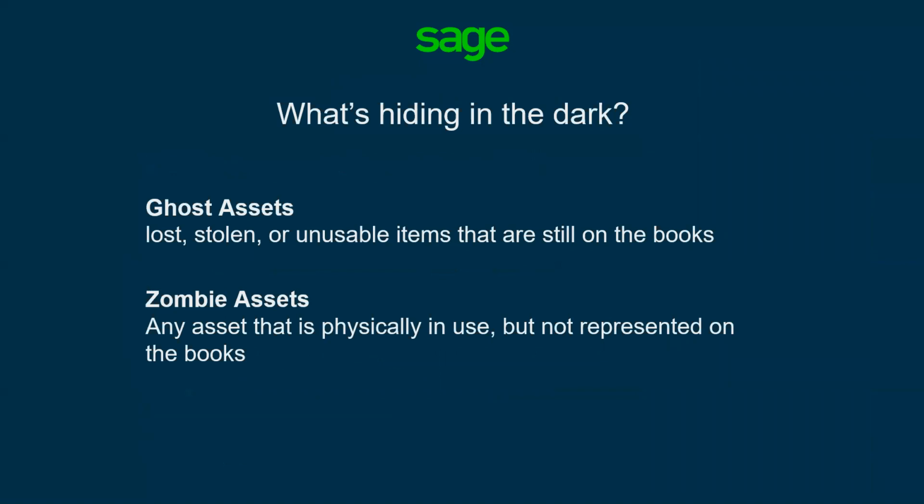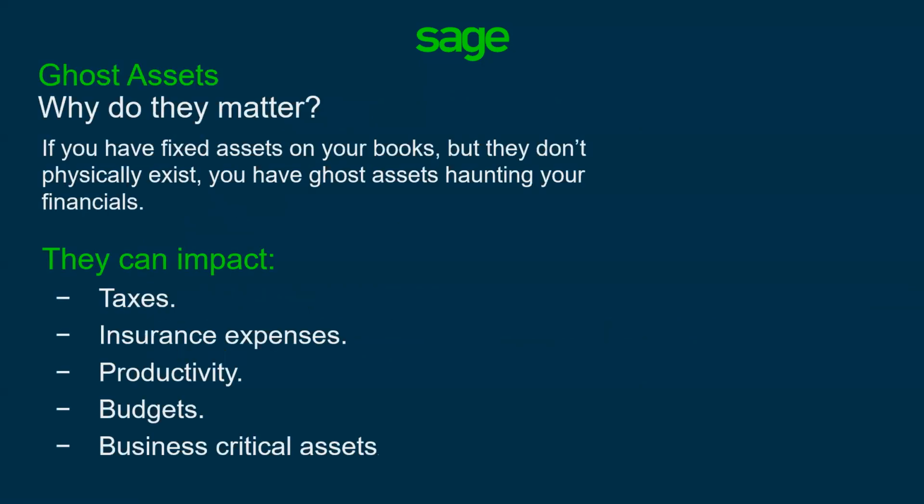Now, let's talk a little bit about ghost and zombie assets. For those of you not familiar with those terms, here are a couple of quick definitions. Ghost assets, of course, are assets that are either lost or stolen, and you still are carrying them on the books, but they're nowhere to be found, not in service. And zombie assets are quite the opposite, where something may have been placed in service, but there's no representation of that on the books, and therefore you don't have it covered in insurance, and you certainly are not paying any insurance premium for that, or property taxes, for example.